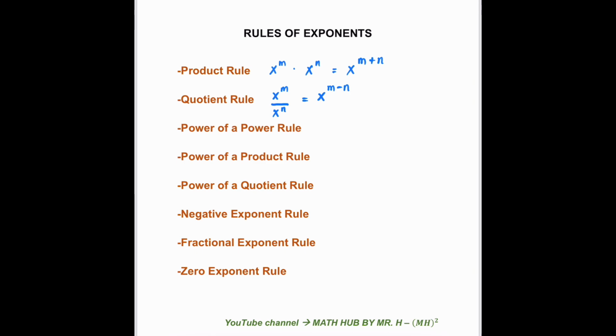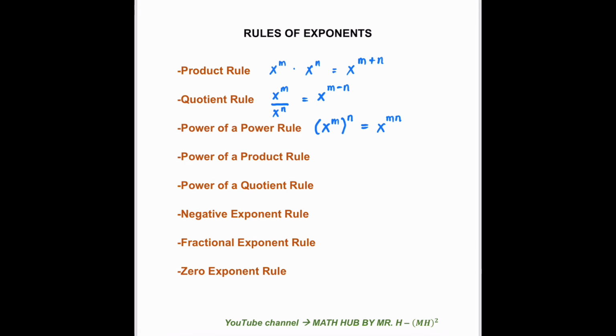So the third rule that we need to recall is what we call the power of a power rule. So say for example, we have x to the power of m to the power of n. So basically we have here a power that is raised to another power. And if you have this, definitely what you need to do is to just simply multiply the powers. All right, so it's going to become x to the power of m times n.